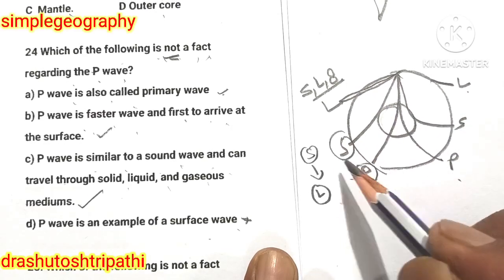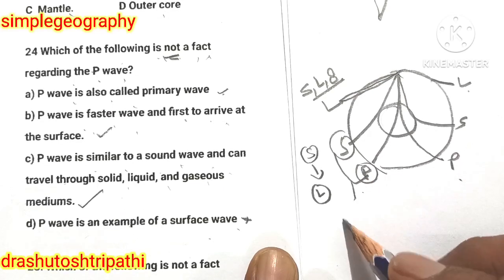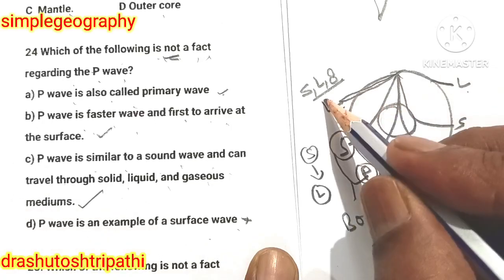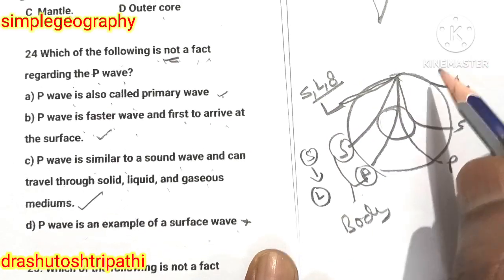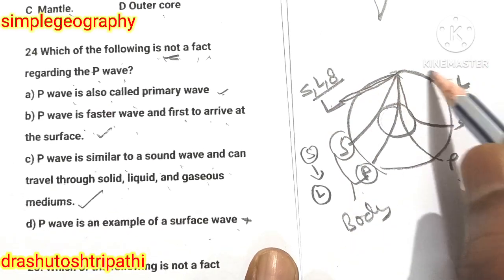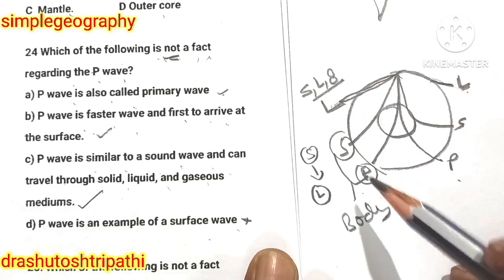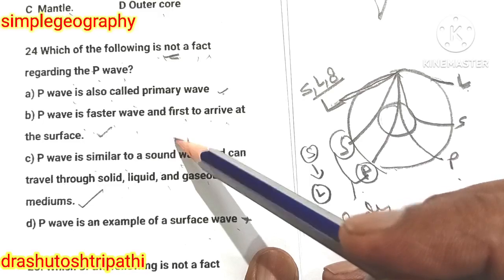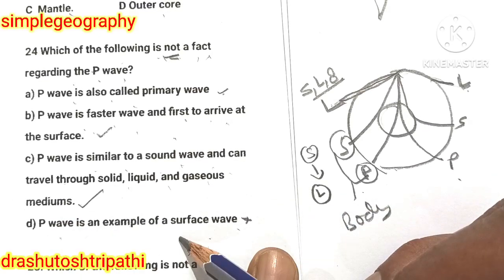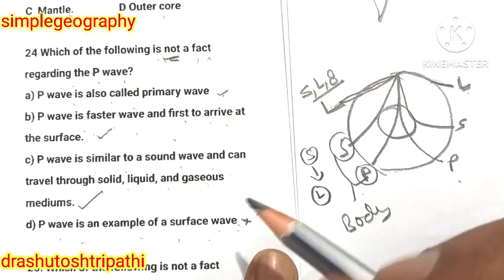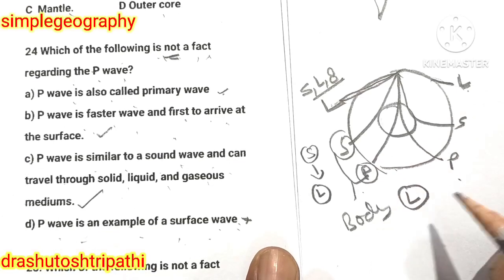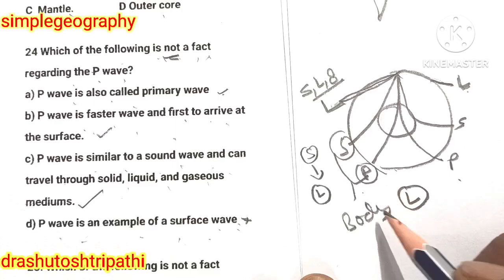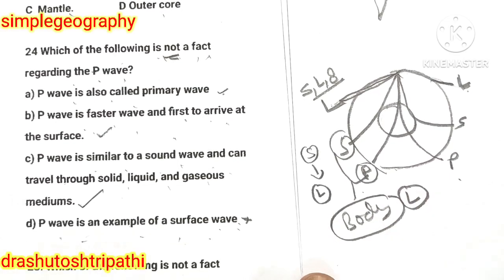P wave and S wave are both known as body waves because they travel inside the earth, whereas the surface wave or L wave travels over the crust of the earth, over the surface. So that is the difference. Among all these four options, only the last one is wrong. P wave is the example of the surface? L wave is the example of surface waves, not the P wave. P wave is the example of the body waves.